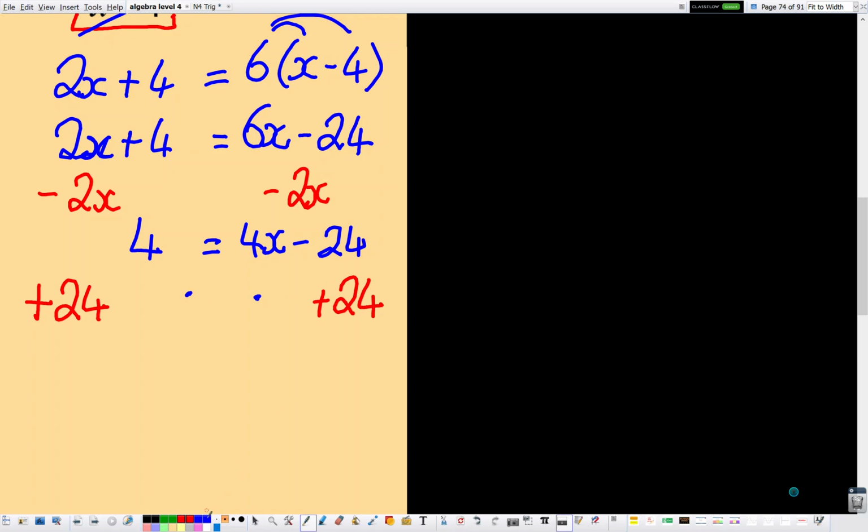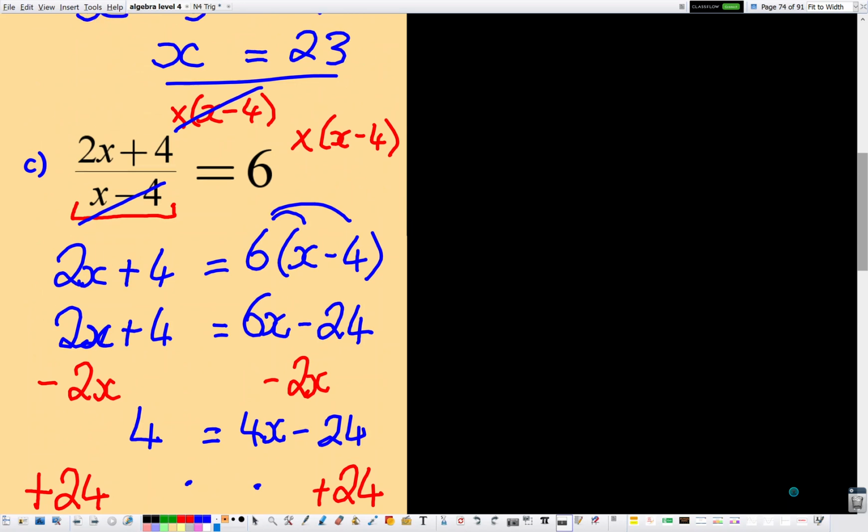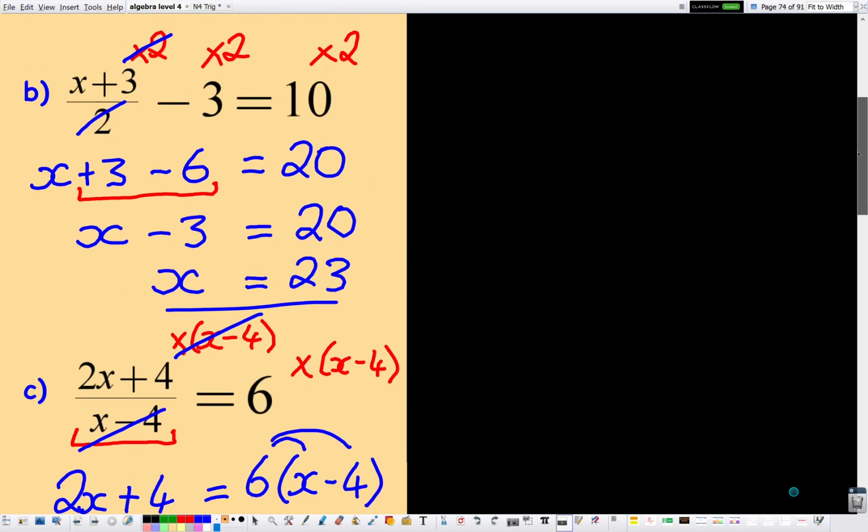So we'll get there eventually. This one is quite a long example. So I've got 28 is equal to 4x, and then you are divided by 4, and that's you finally finished. 7 equals x, or x equals 7. Doesn't matter which way round we do it. Okay, so the fundamental starting point in every one of these is that when you start with a fraction, the first thing you do is you get rid of that fraction by multiplying up by the denominator.